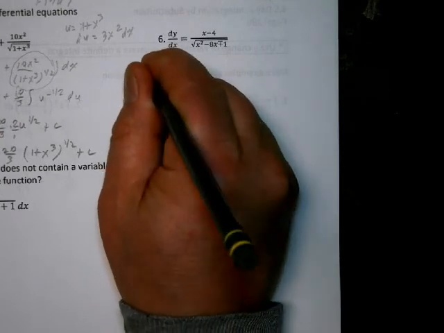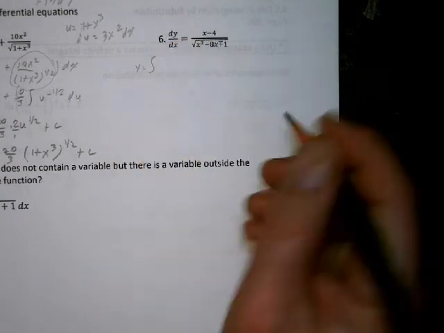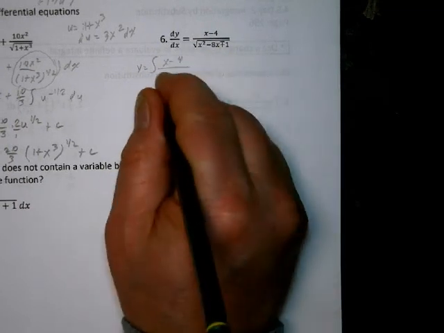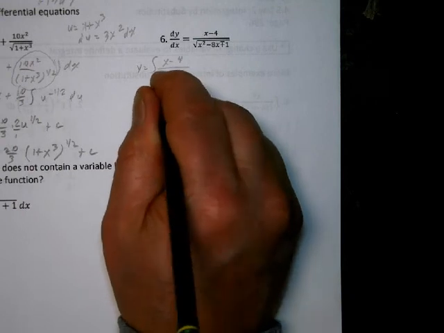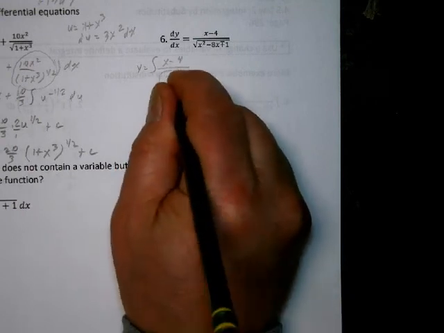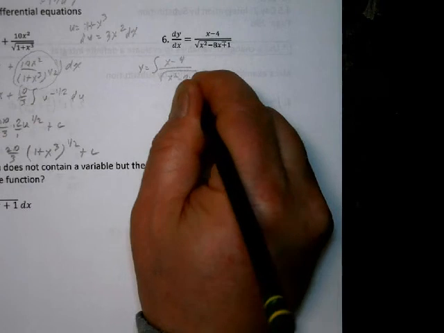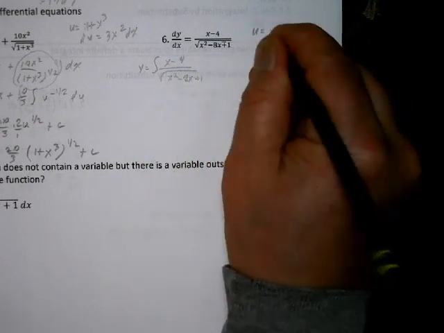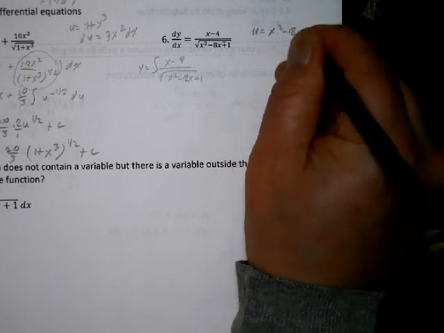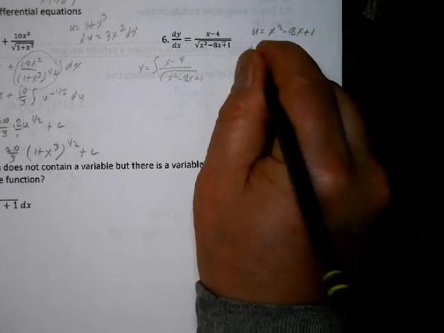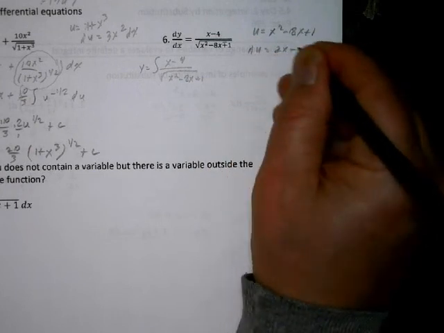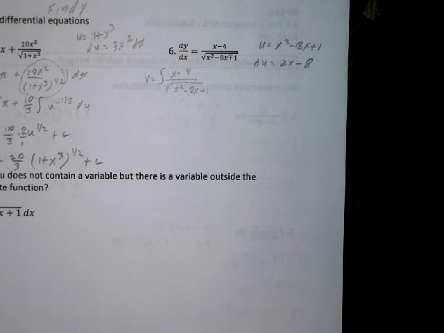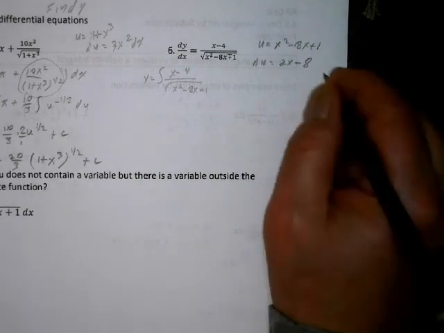So number 6, we're going to be integrating y equals x minus 4 over the square root of x squared minus 8x plus 1. Let u be x squared minus 8x plus 1, so du is 2x minus 8.